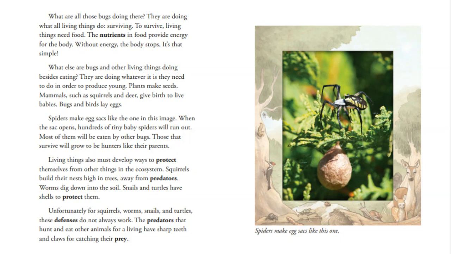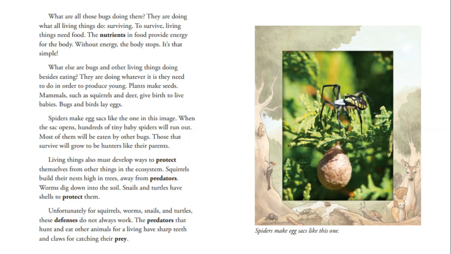What else are bugs and other living things doing besides eating? They are doing whatever it is they need to do in order to produce young. Plants make seeds. Mammals, such as squirrels and deer, give birth to live babies. Bugs and birds lay eggs. Spiders make egg sacs like the one in this image. When the sac opens, hundreds of tiny baby spiders will run out. Most of them will be eaten by other bugs. Those that survive will grow to be hunters like their parents.